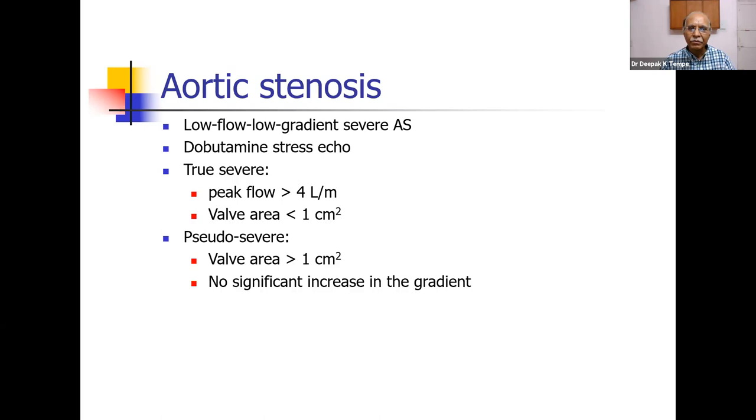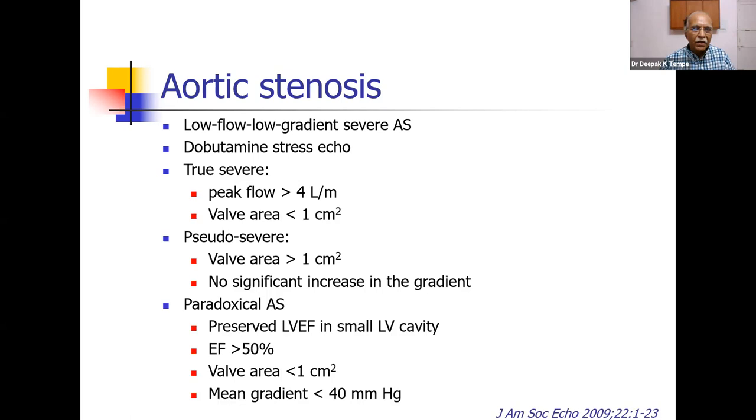So if the valve area remains more than 1 cm² and there is no significant increase in the gradient, that means that's a pseudo-severe stenosis. So the patient does not have significant aortic stenosis. The gradient had decreased because the flow had decreased. And this is how you can distinguish by performing the dobutamine stress echo. And there is one more entity, which is the paradoxical aortic stenosis. As you might understand, in a patient who has severe concentric hypertrophy, the LV cavity becomes very small.